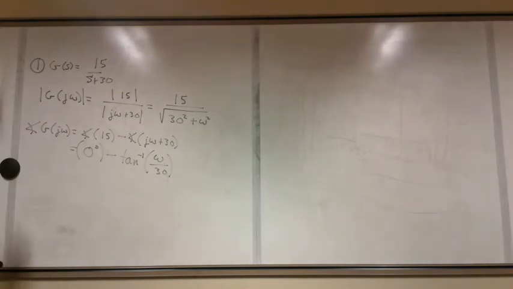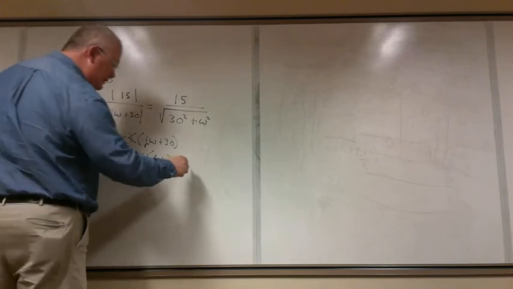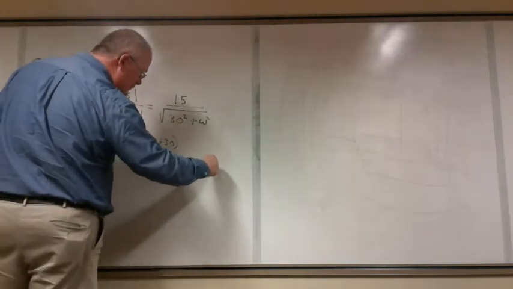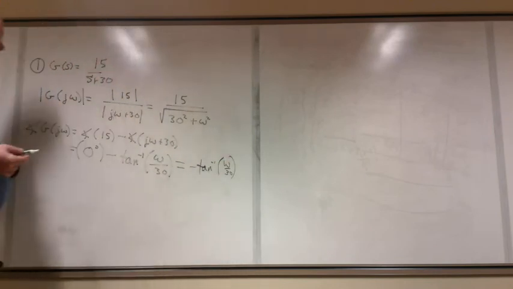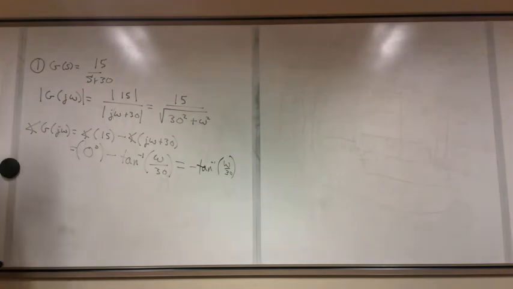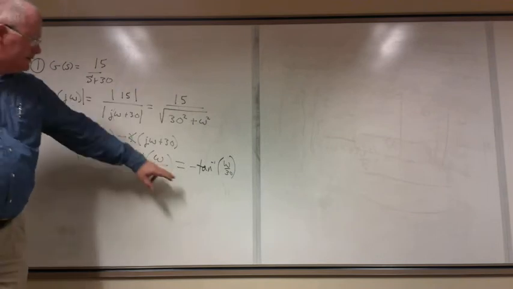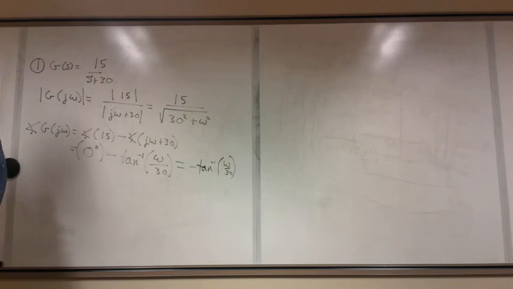So let me get rid of this stuff. All right, maybe it's time for a new marker. What we have on this then is that the angle of G of J omega is simply equal to negative inverse tangent of omega over 30. So, where are we at? Part A was to get the expressions, which would be this expression and this expression. And part B is to evaluate those expressions at a frequency of 10 radians per second.